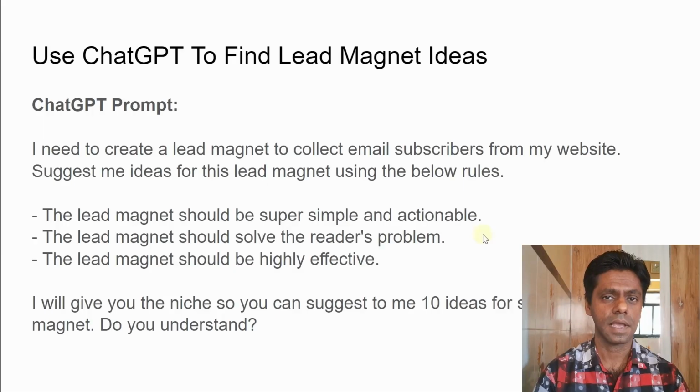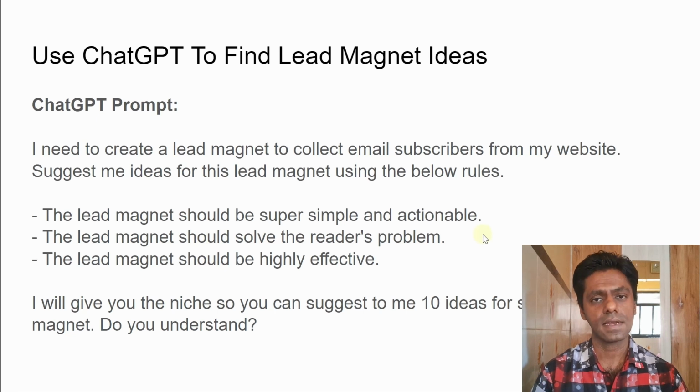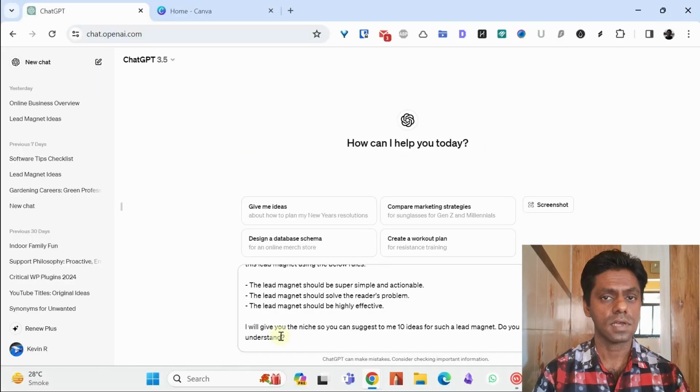We'll use ChatGPT to find simple ideas for a lead magnet. I've created a custom prompt. It's a very simple prompt and it will give me ideas for any niche that I have. So you will get different types of lead magnet ideas you can think about. I'll enter this prompt into ChatGPT. You can find this entire prompt in the description.